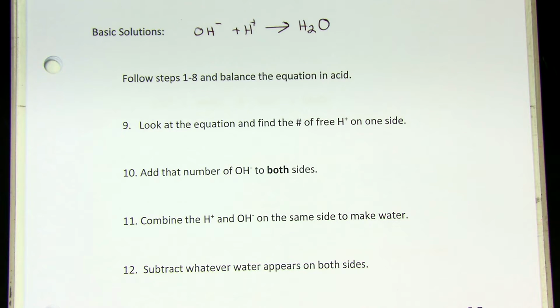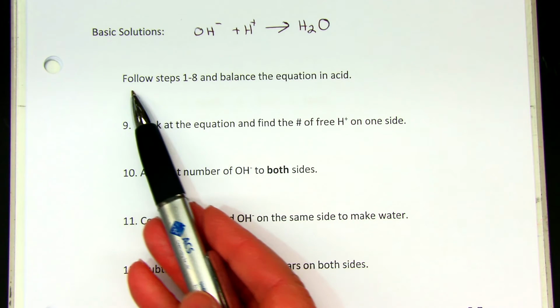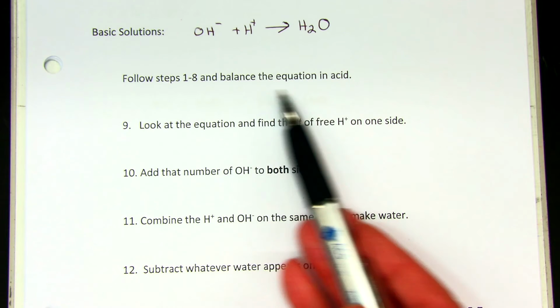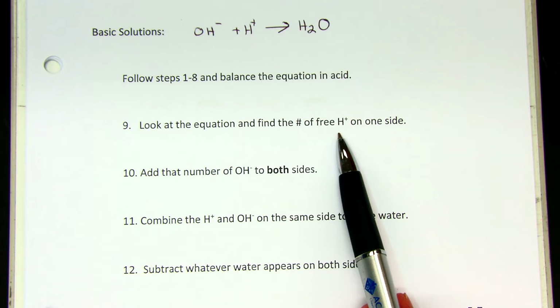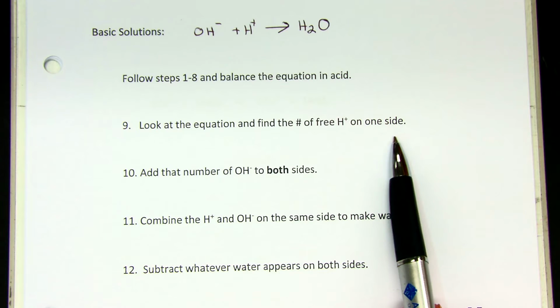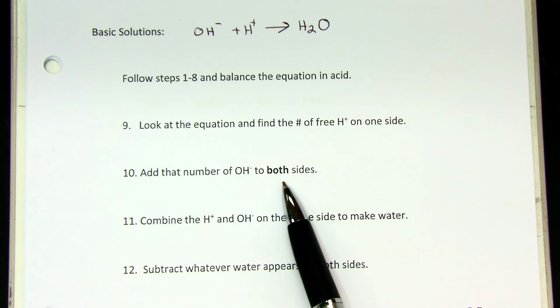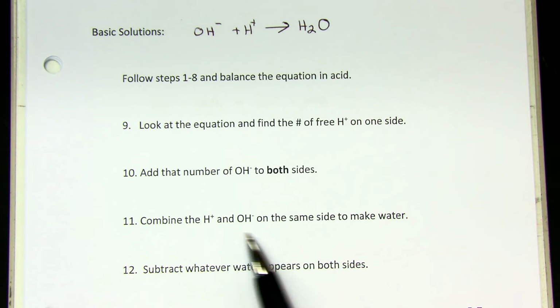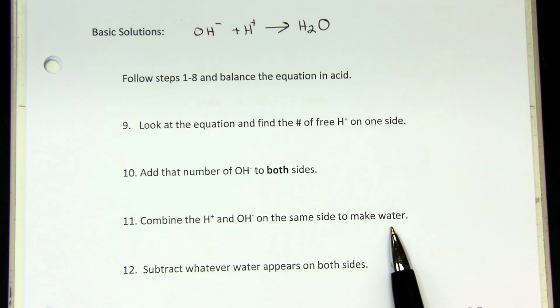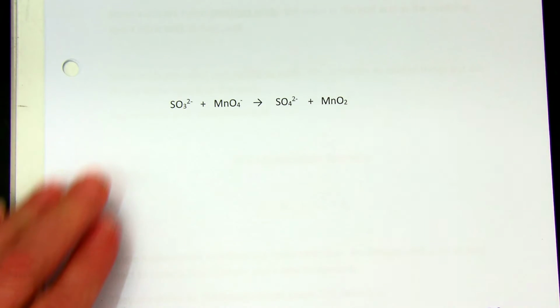Now, to balance something in base, we start off following the first 8 steps we've already looked at, and we balance the equation in acid. Then we look at that equation as it's balanced in acid, and we identify the number of free hydrogen ions that are in that equation. It'll be on one side. We add that number of hydroxide ions to both sides. Then we look at the hydrogen and hydroxide that are on the same side, and we hook them up to make water. Then we can subtract whatever water appears on both sides of the equation. So let's look at an example.